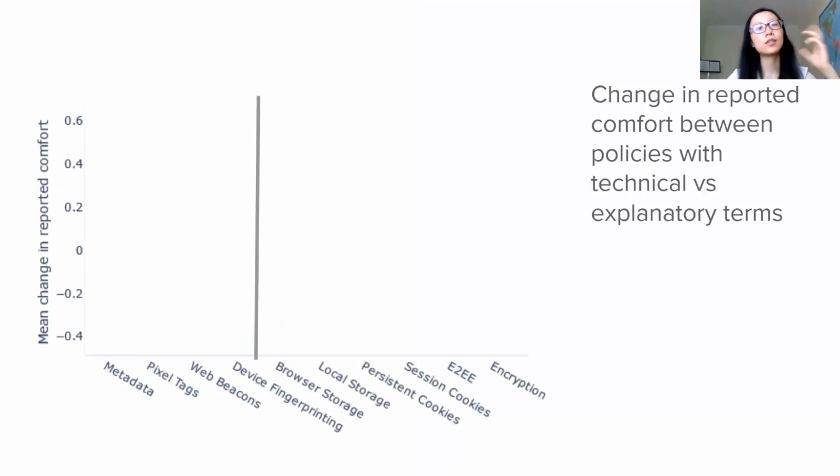So on the x-axis, you see the terms. On the y-axis, the mean change in comfort. So negative values indicate a decrease in comfort when terms were explained, whereas positive values indicate more comfort when terms were explained. And of course, we didn't expect the same direction of change for all of our terms. So for metadata, pixel tags, web beacons, and device fingerprinting, we expected comfort to decrease because from our pilot answers, it showed that users didn't understand the extent of data being collected or the actual behavior of these things.